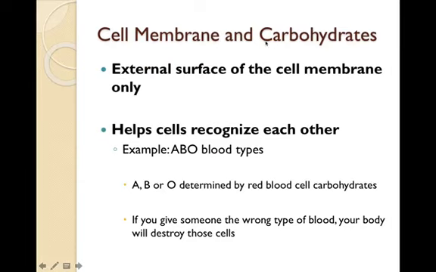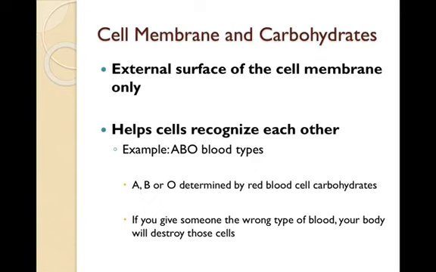The carbohydrate component within the cell membrane: there tends to only be carbohydrates on the external surface of the cell membrane. It's not very common to have a lot of carbohydrates. The best known example of carbohydrates on the external surface of the cell membrane are the carbohydrates that help determine blood type. So the ABO blood types are determined by various carbohydrates that are attached to the external surface of red blood cells. So these carbohydrates help your body recognize that your cells actually belong to you.